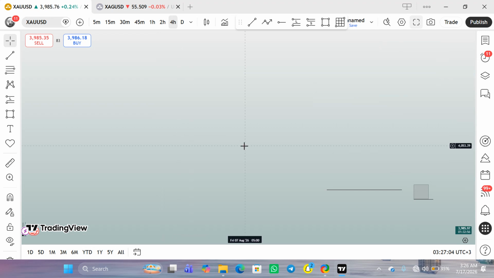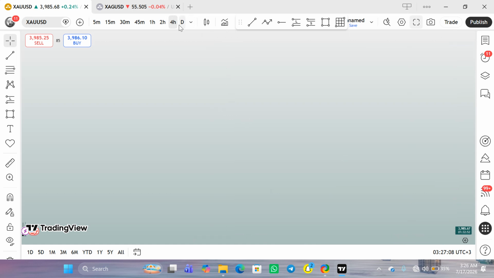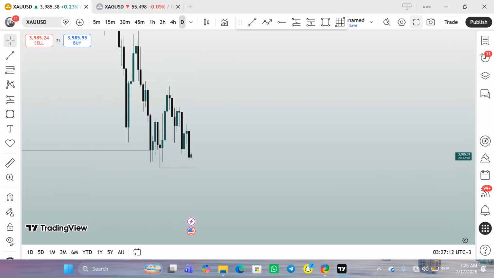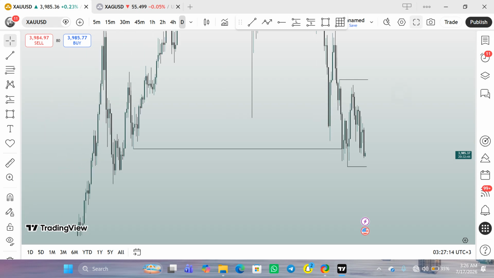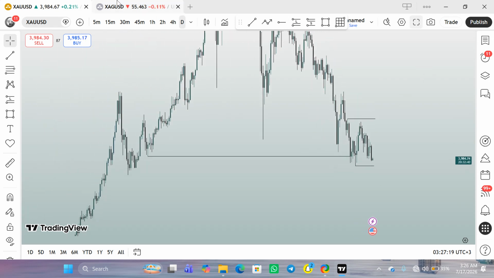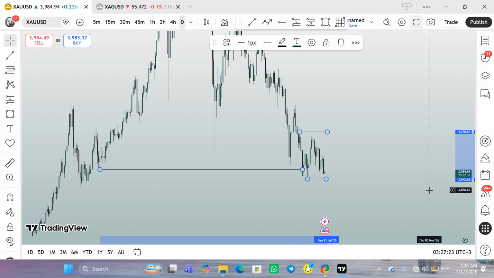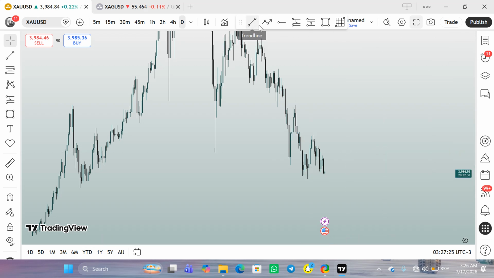Okay, so here now we'll start off from the daily to see what we want. So from here we can now see that this is liquidity from the left.